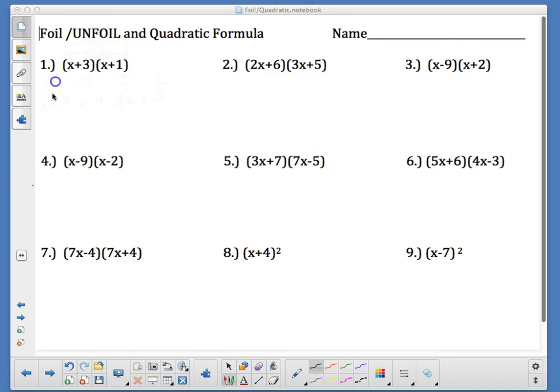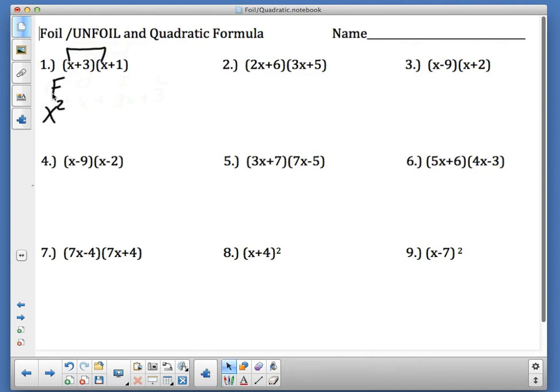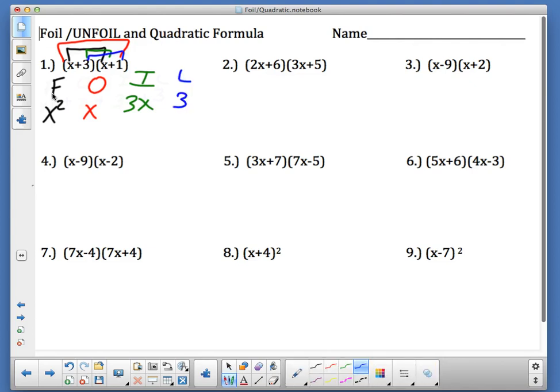So just to remind you, FOIL, F, means that I'm taking the first, x and x, and multiplying them together. I get x squared. The outsides, O, x times 1, just x. The insides, I, 3x. The last, 3 times 1, 3. Add them all together because they're all positive. Okay? Now, keep in mind, this is x squared plus 4x plus 3 as an answer.